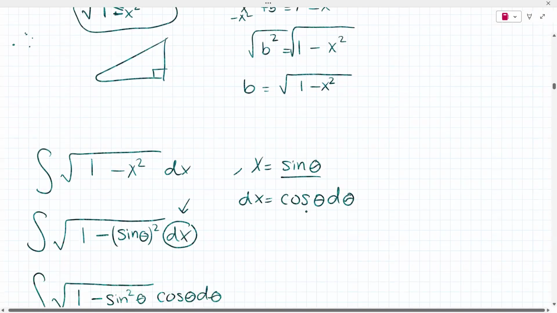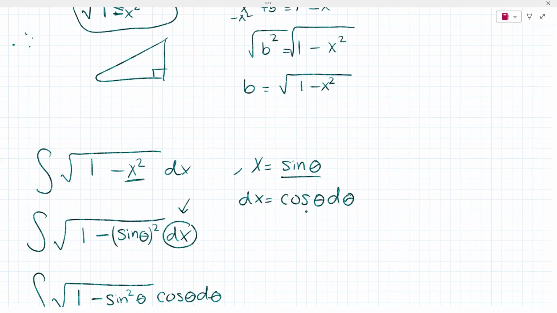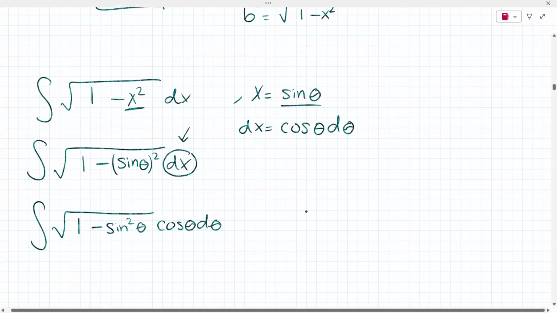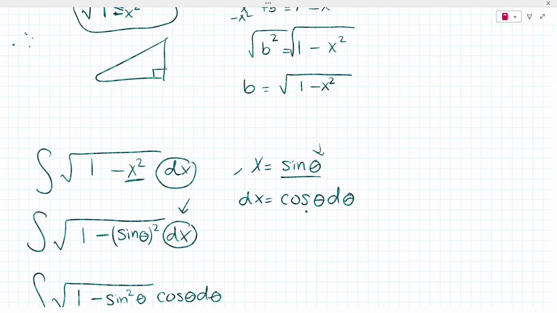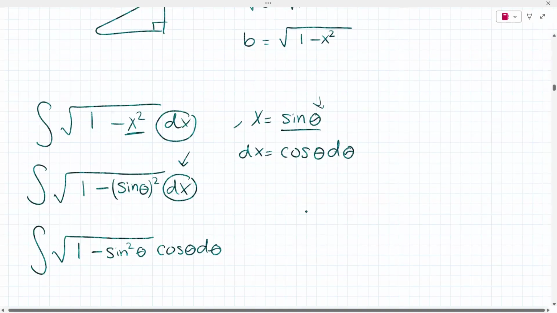Then I did some back substitution. If x equals sine theta, I replaced my x with sine theta, so that's how I got sine squared theta. And this dx, because we have it in terms of theta, my dx is the derivative of sine, which is cosine theta d theta. So now I replace dx with cosine theta d theta, right?